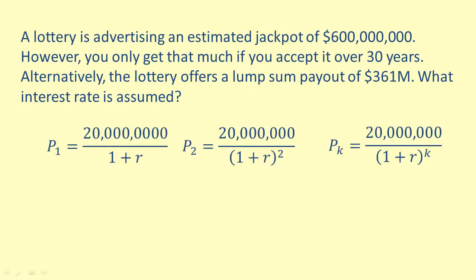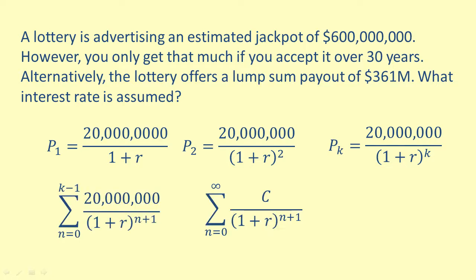Under these conditions, the present value P sub 1 now equals 20 million divided by 1 plus R, the interest rate. Similarly, the present value P sub 2 is going to be 20 million over (1 plus R) squared. In general, we can say that the present value of a payment k years from now is equal to the payment divided by (1 plus r) to the kth power. For this problem, this can be summed over a finite period of time using the sum from n equals 0 to k minus 1 of 20 million over (1 plus r) to the n plus 1 power.